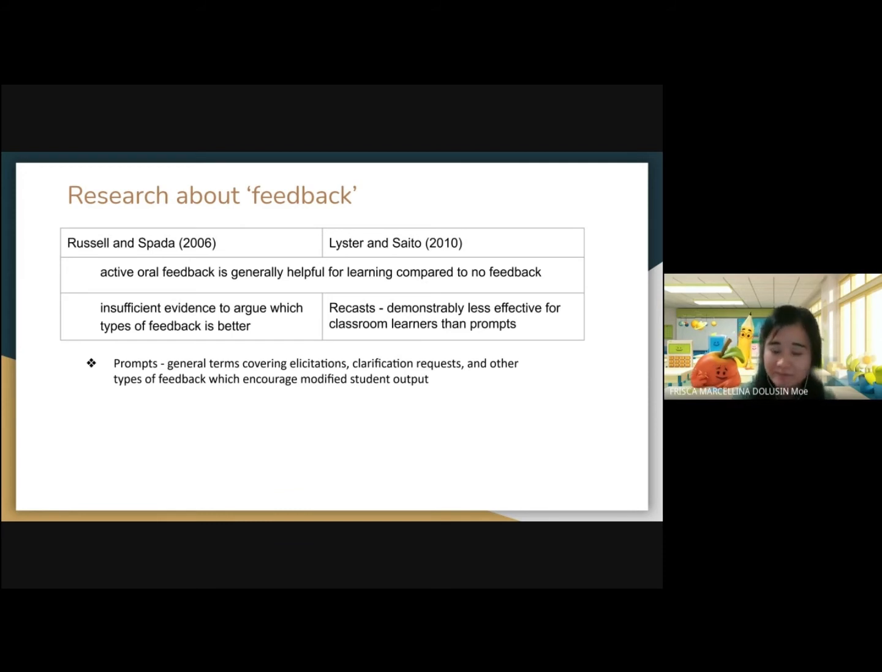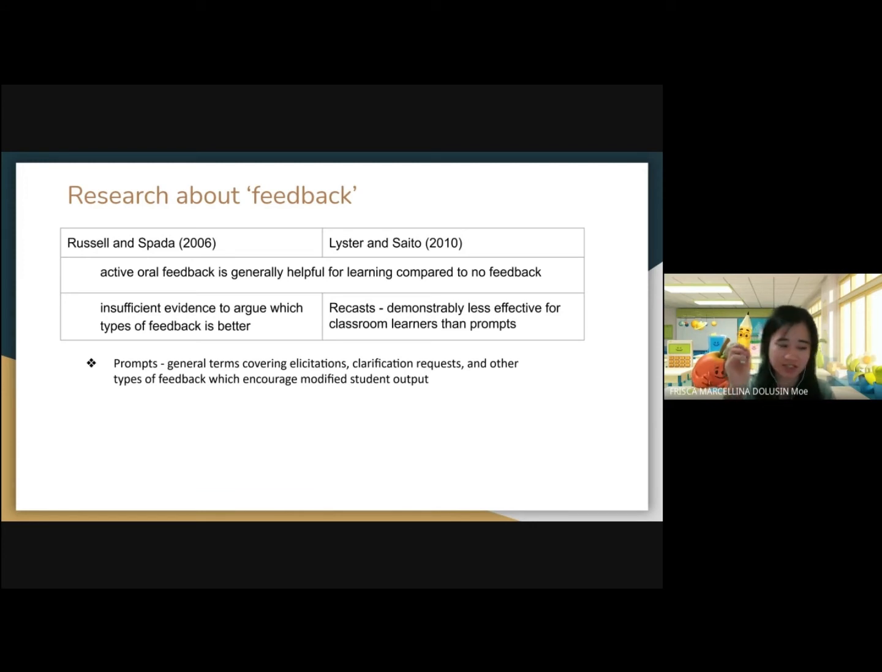Okay, so other research about feedback is by Russell and Spada in 2006 and Lyster and Saito in 2010. They agreed that active oral feedback is generally helpful for learning compared to no feedback at all. Okay, so it helped rather than no feedback. But then, according to Russell and Spada, there is insufficient evidence to argue which types of feedback are better. And according to Lyster and Saito, recast is demonstrably less effective for classroom learners than prompts.